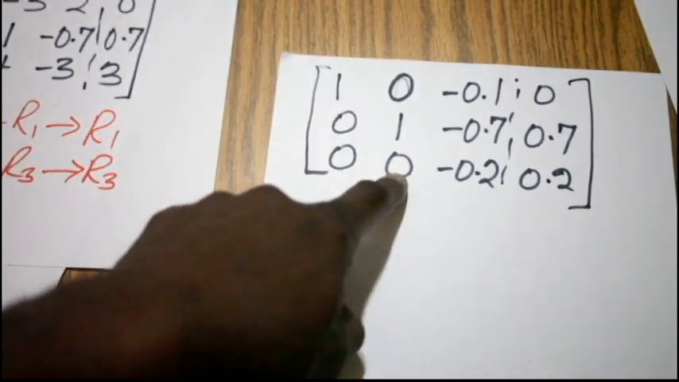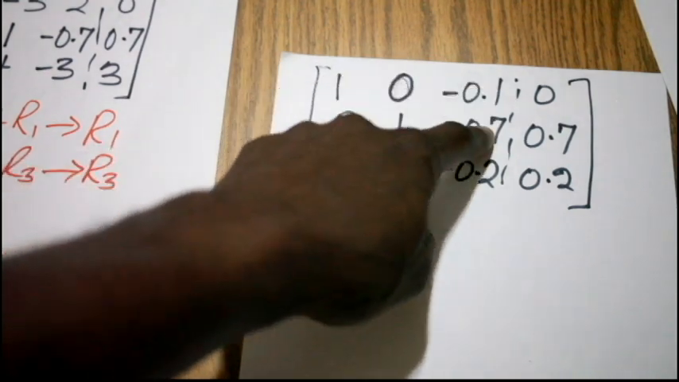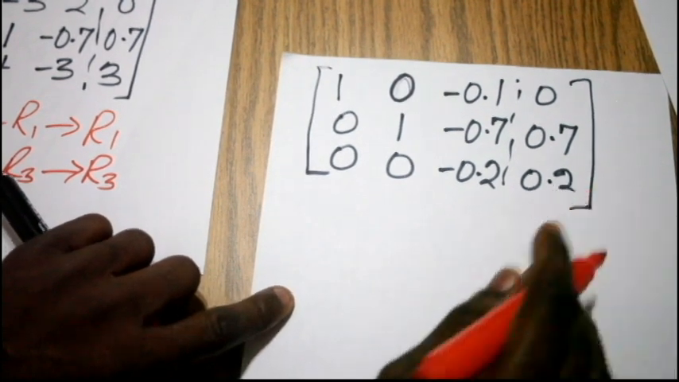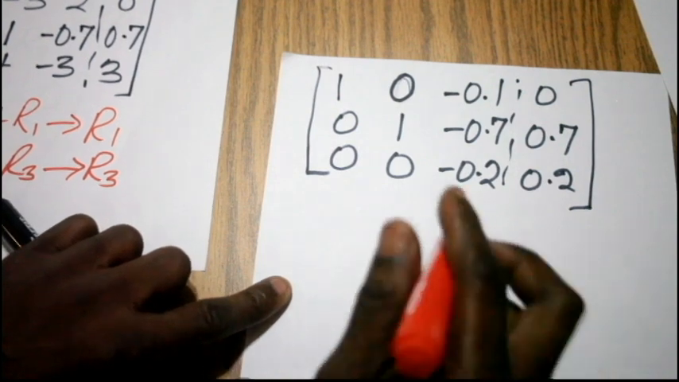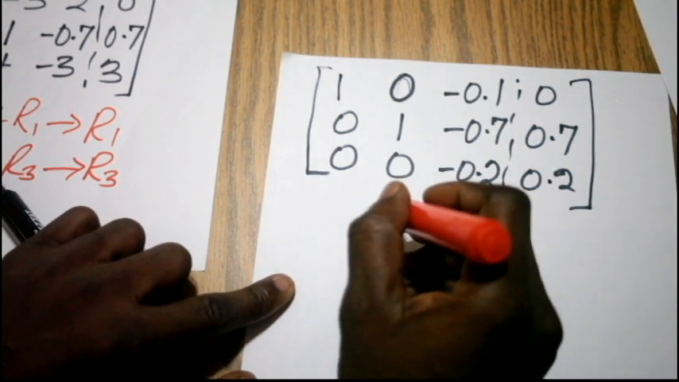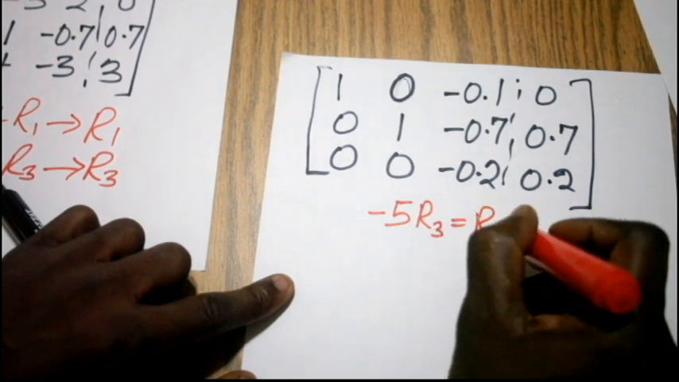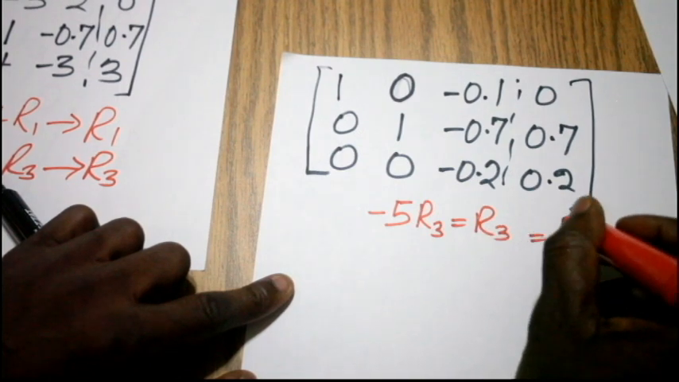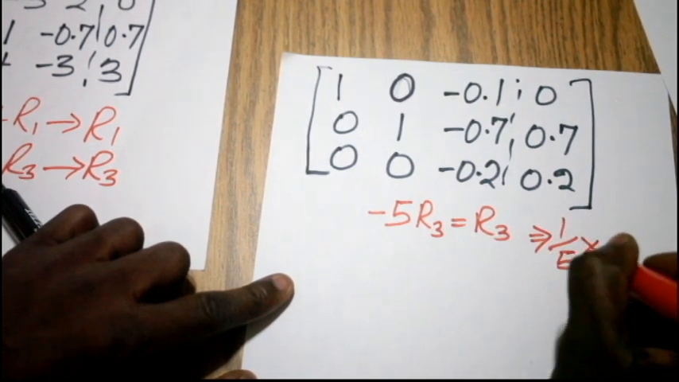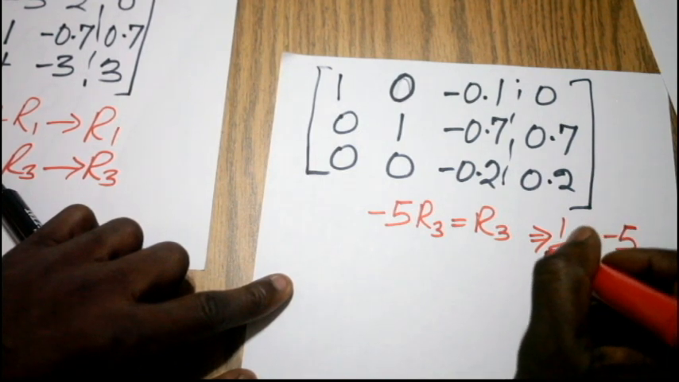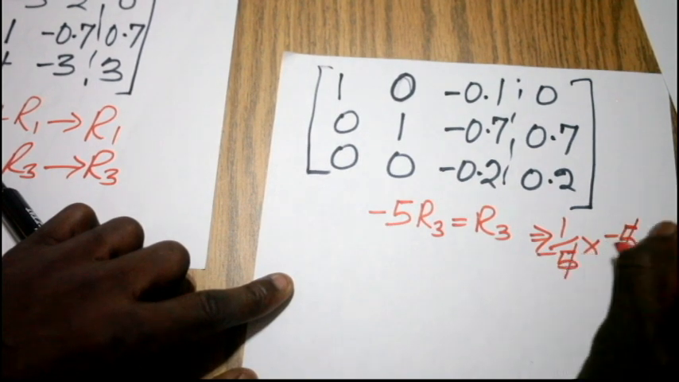I already have 0 at this point, 0 at the top, so I need 0 here. Then I need a 1 here. So to do that, to get 1 at that point, I will raise a new formula. This 0.2 is like saying 1 over 5. So the new formula I'm going to use to reduce that is negative 5 R3 will be equal to my new R3. So it's just like saying 1 over 5 times negative 5, because this is negative already. Okay, so if I cross this out, I'll have a 1.